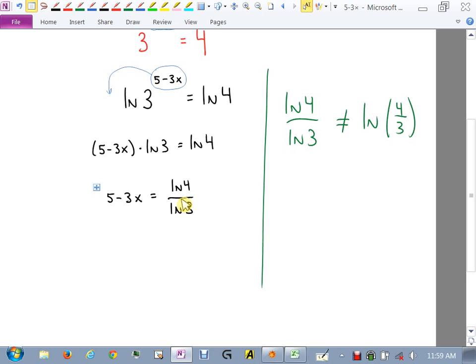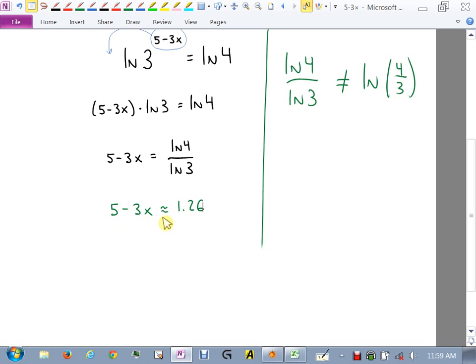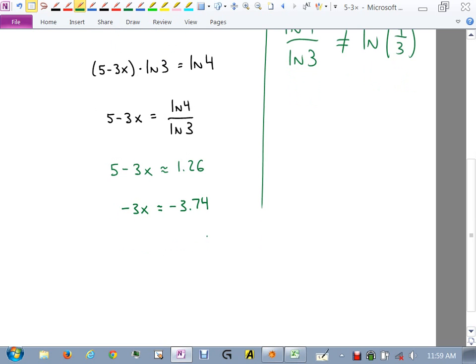Oh, someone already got it, didn't they? 1.26? Yep. So we have 5 minus 3x equals approximately 1.26. And now we are at a linear equation, aren't we? So we can just solve for x. So subtract 5 on both sides. Negative 3.74. And then divide by negative 3. 1.245 or 25 or something like that. 25. We okay with that?